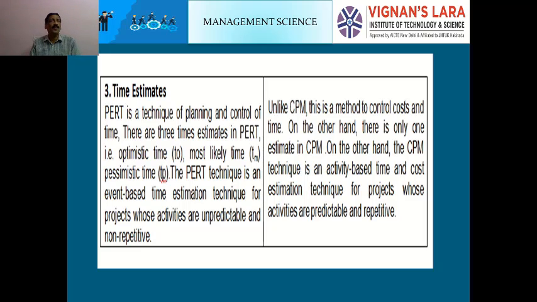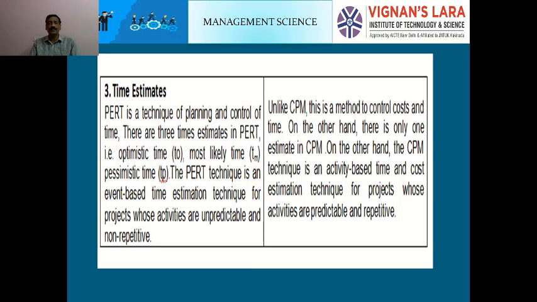Most likely means it is either favorable or unfavorable. That means a medium range, maybe possible or maybe not possible. Next, pessimistic time means totally unfavorable. There is no favorable or comfortable project environment.